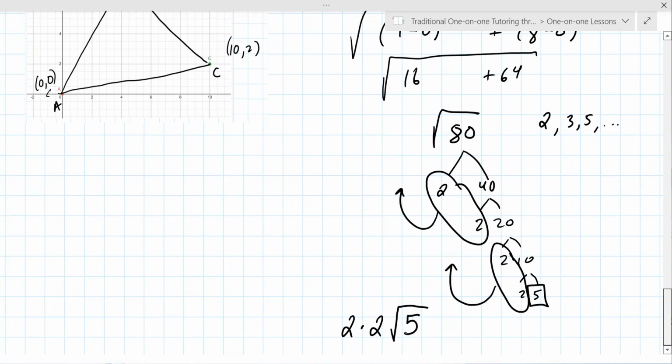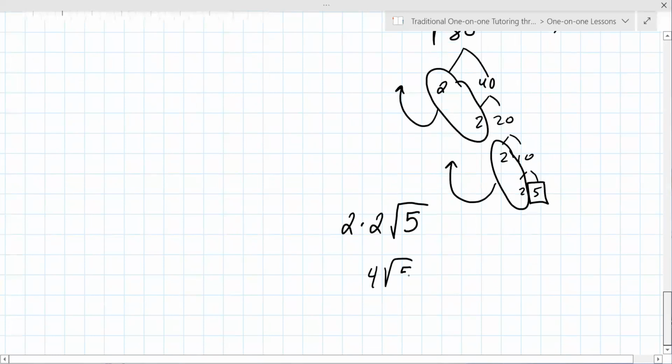Now you have to multiply. 2 times 2 is 4. So 4 square root 5. Okay, so I have to write that. Yes, that's your final answer. Okay.